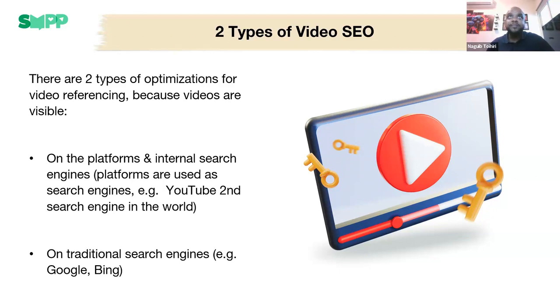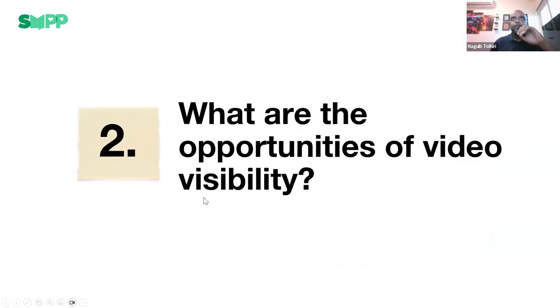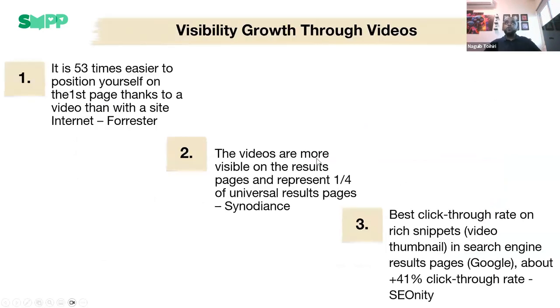I keep the suspense. So, two ways to optimize video SEO: for the video platform and for the search engine. All right. So now, second part, we will identify what are the opportunities existing for video visibility. Right? So I wanted to highlight a few figures so you understand the real importance of video SEO.